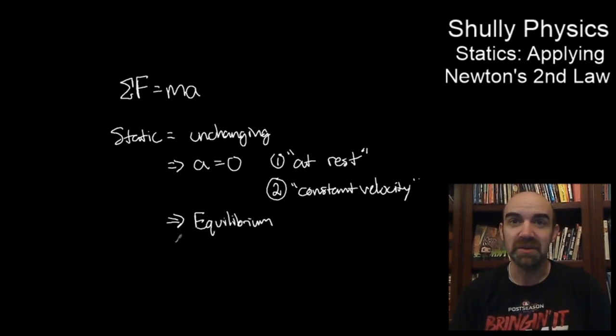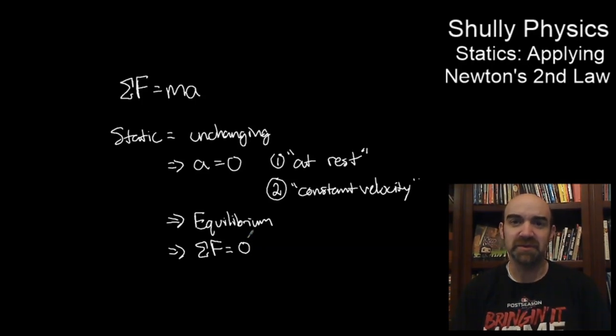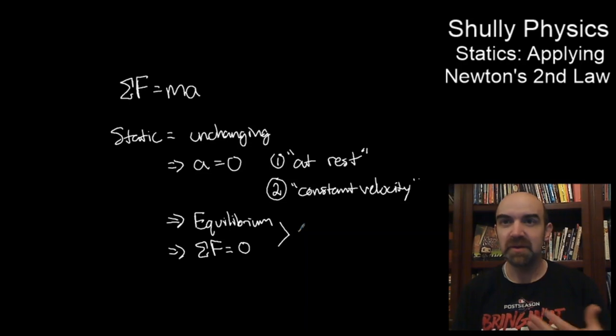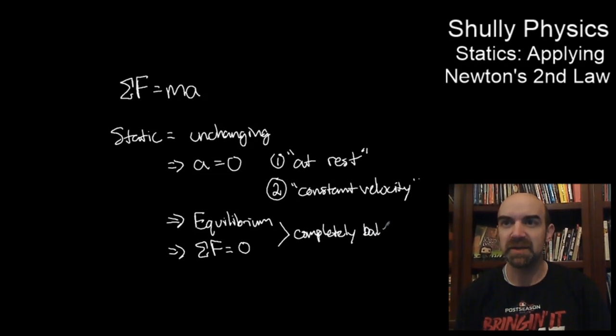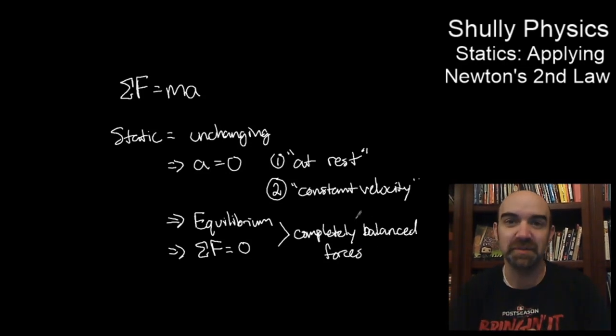And equilibrium is also when the sum of all the forces acting on the body equal zero. So it's not only balanced forces in the y direction, but also balanced forces in the x direction. Okay, so equilibrium, all the forces equal zero. This means we have completely balanced forces. And I want you to get that down. Completely balanced forces.